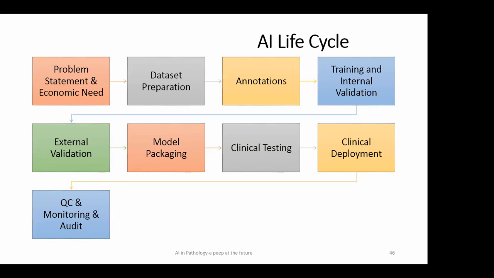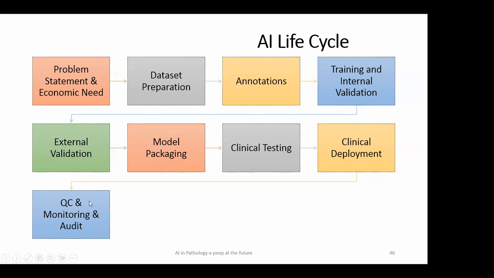Coming to what it would take to bring AI models to clinical development, it's like any other research question. We start with the problem statement and clinical needs, identify a data set, prepare your data set, and weed out all the noise in it. You have a lot of annotations and labels, and then you do a lot of training and internal validation. Once you're happy with that, you do an external data set validation. Then you start packaging it for actual clinical testing and clinical deployment. Then we need to put in place a lot of monitoring tools so that we can check that the model is performing as it's supposed to.